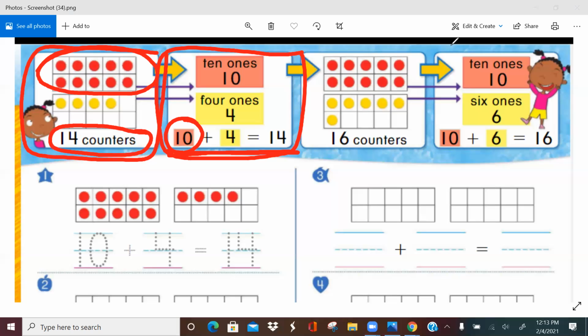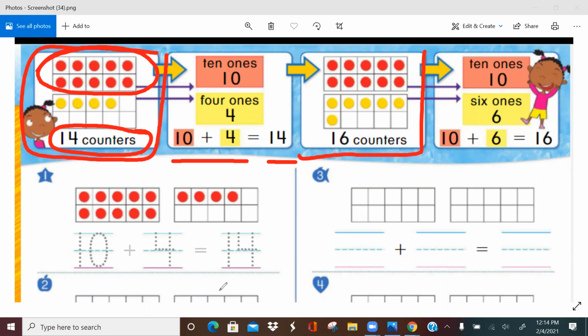So tell me what the number sentence means in your own words. 10 put together right here with 4 is the same as 14. Okay, so 10 and 4 is the same as 14. Let's look at our third box here.